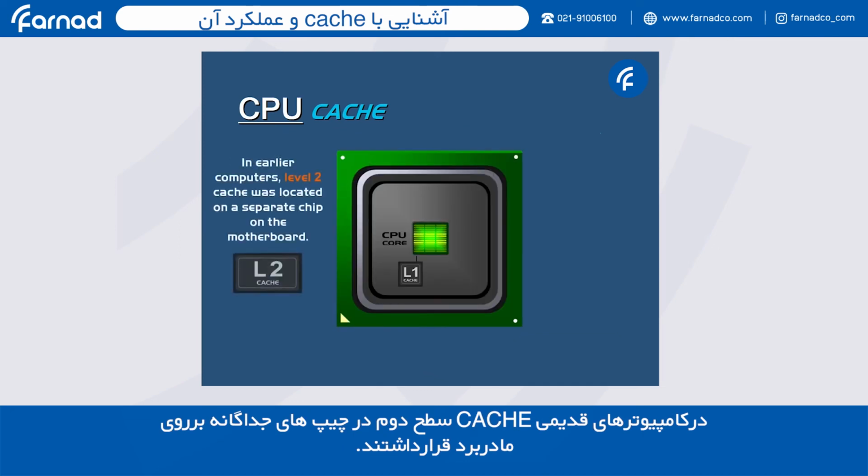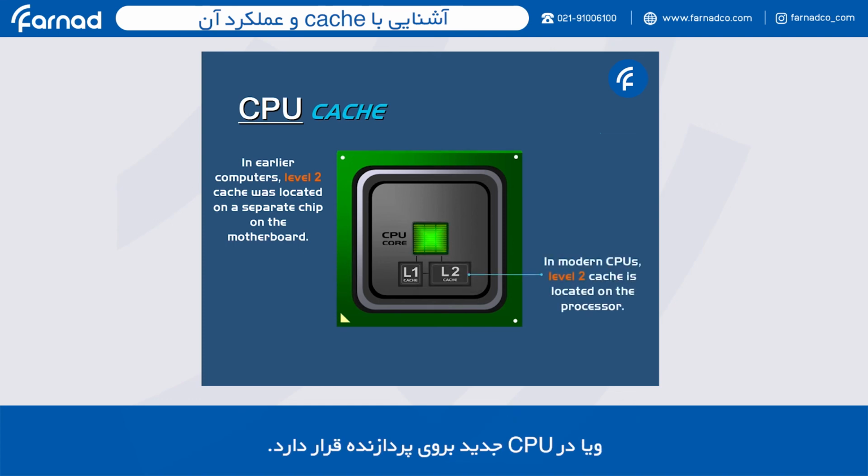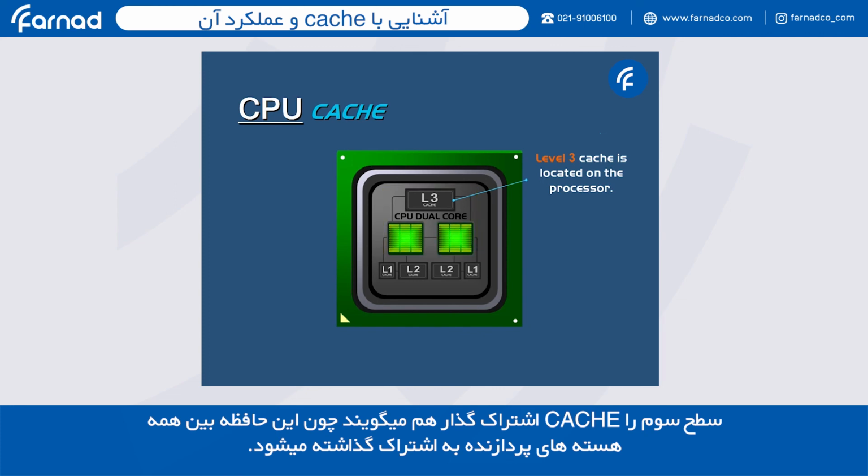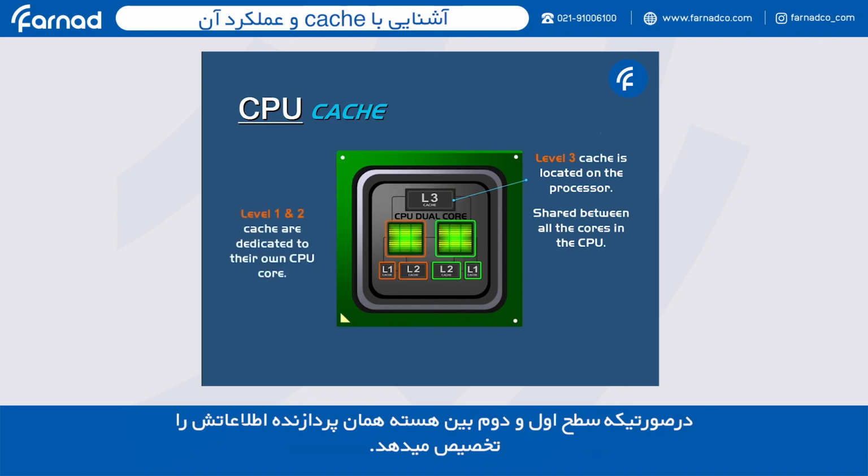Now, in earlier computers, level 2 cache was located on a separate chip on the motherboard, while in modern CPUs, it is located on the processor. Level 2 cache is larger than level 1 cache, but it's not as fast as level 1 cache. And level 3 cache is also located on the processor. Level 3 is larger than level 2, but it's not as fast as level 2 cache. Level 3 is often referred to as shared cache, because its memory is shared between all the cores on the CPU, whereas level 1 and level 2 cache are dedicated to their own CPU core.